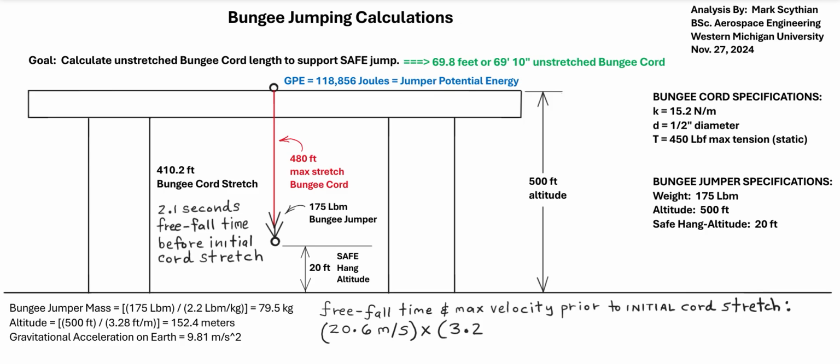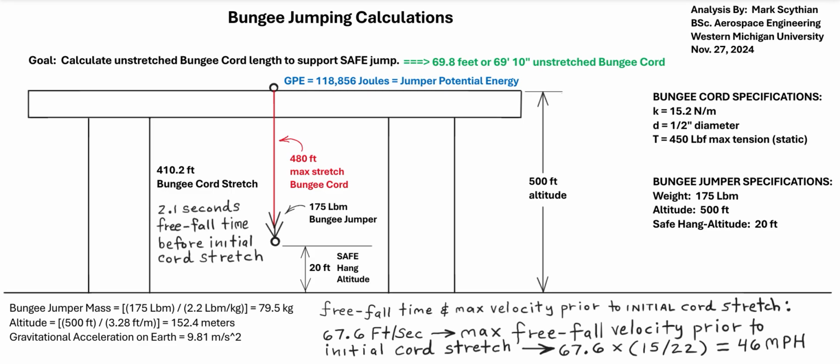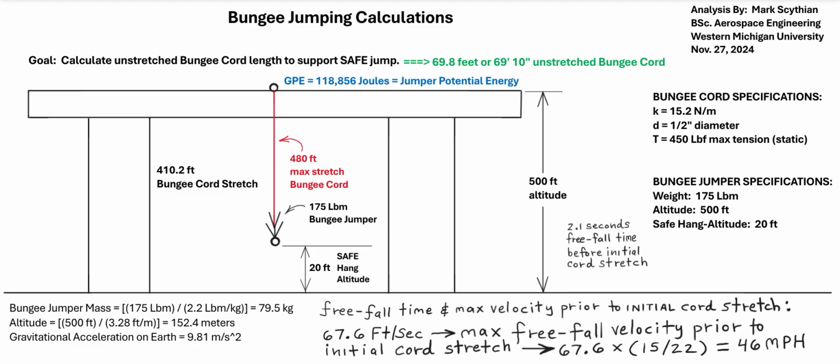So when we multiply 9.81 meters per second squared times 2.1 seconds, we get 20.6 meters per second. We then convert that to feet per second, 67.6 feet per second. This is the maximum free fall velocity prior to initial cord stretch. And then we can convert this into miles per hour for some familiar reference. It's 46.1 miles per hour of free fall maximum velocity prior to bungee cord stretch.